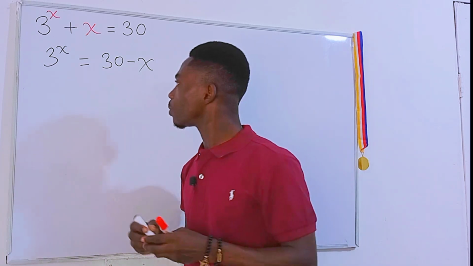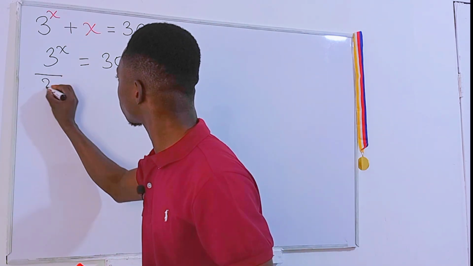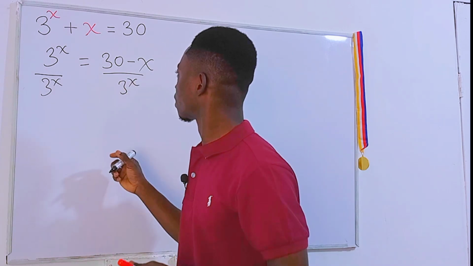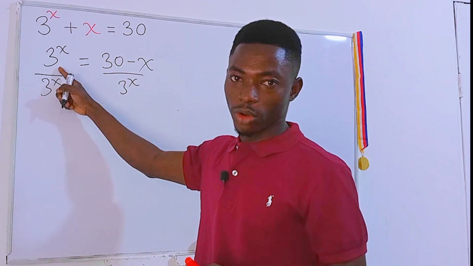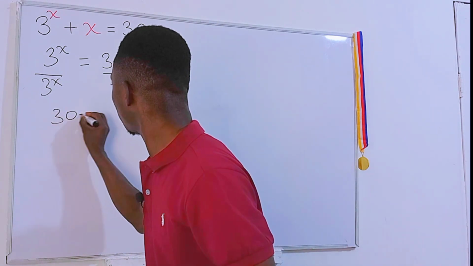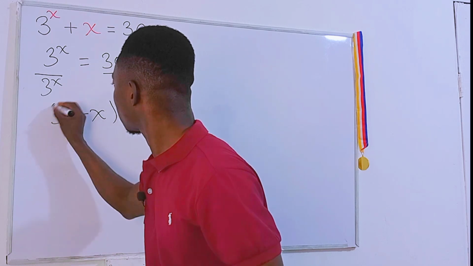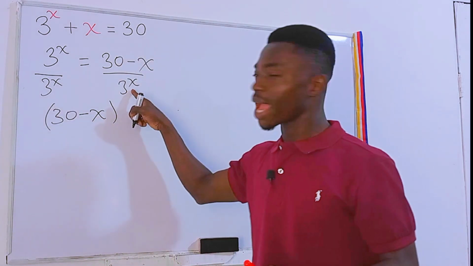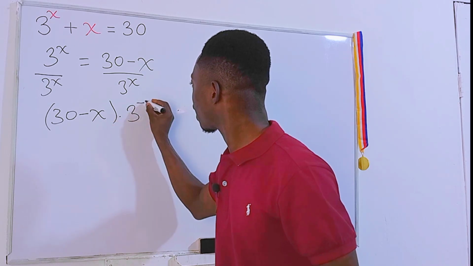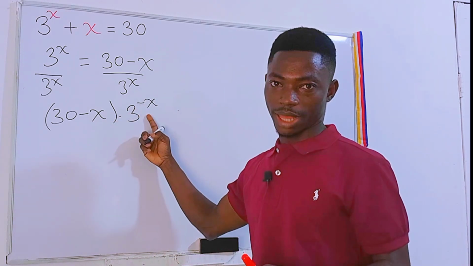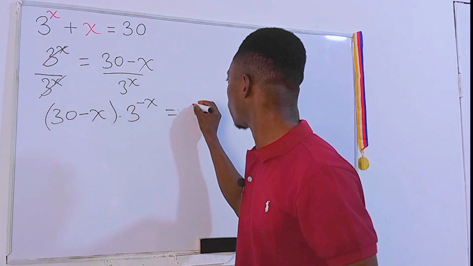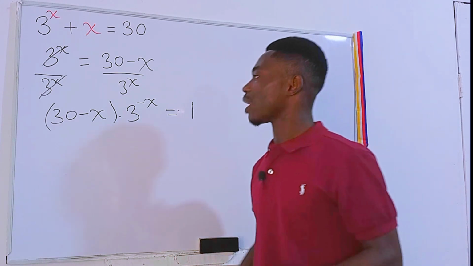This is what I'm going to do. I'm going to divide each side of the equation by 3 to the power x, just like this. Then we know that this one will be 1, but I'll write this one first. We have 30 minus x times, now this side we are dividing, but we can write it as times 3 to the power negative x, just like this. And on the right hand side, we can see that this will cancel out this and we'll be left with only 1, like that.